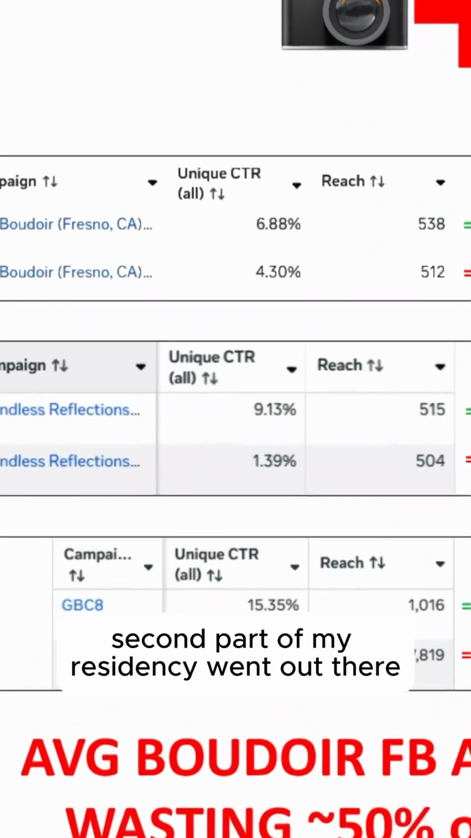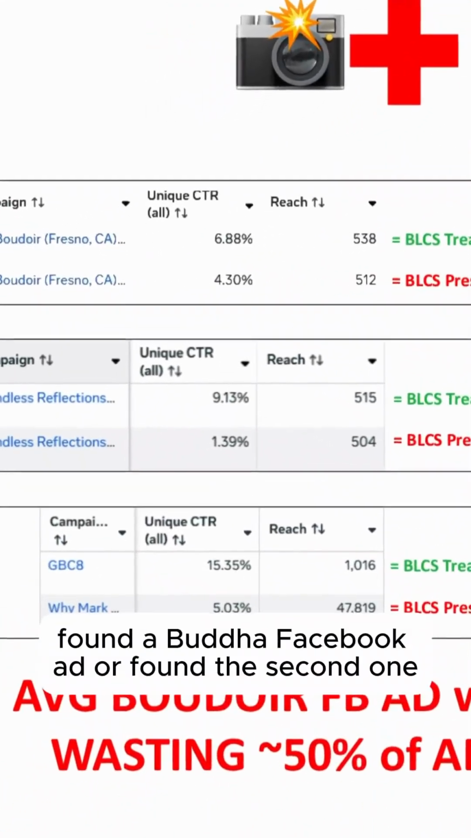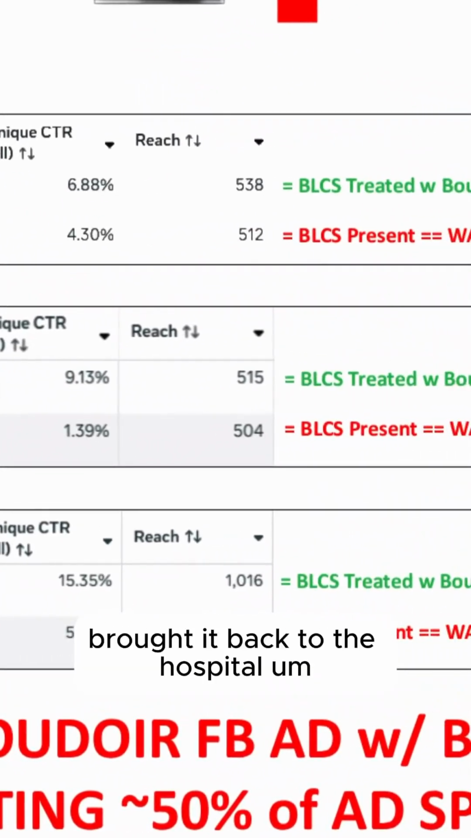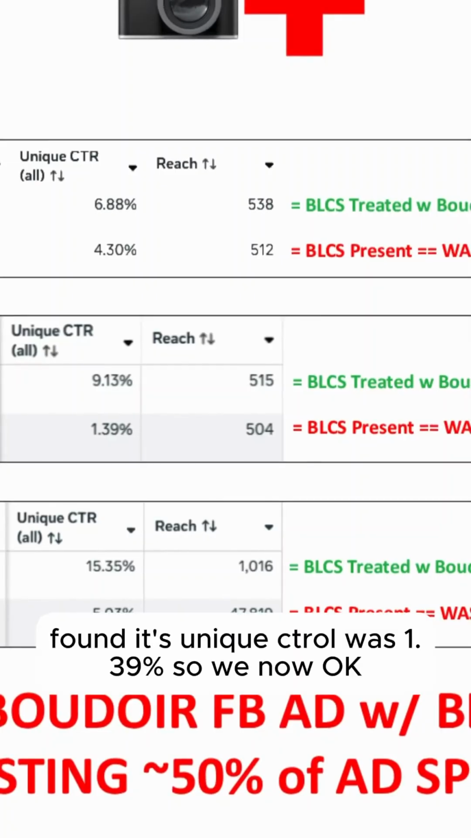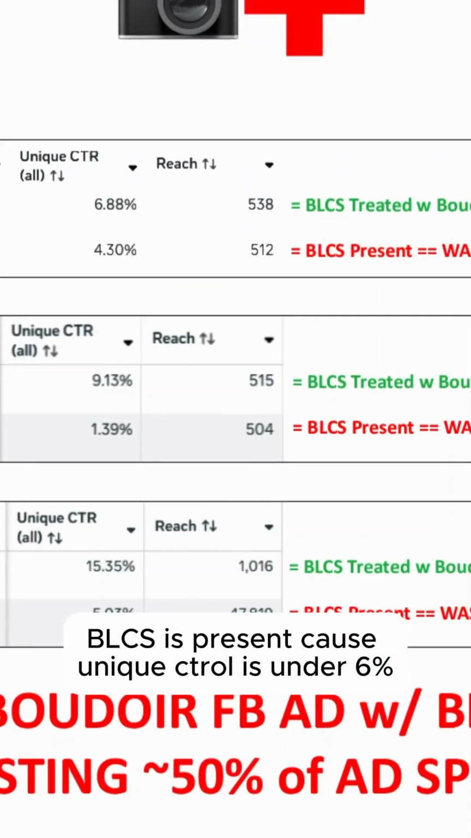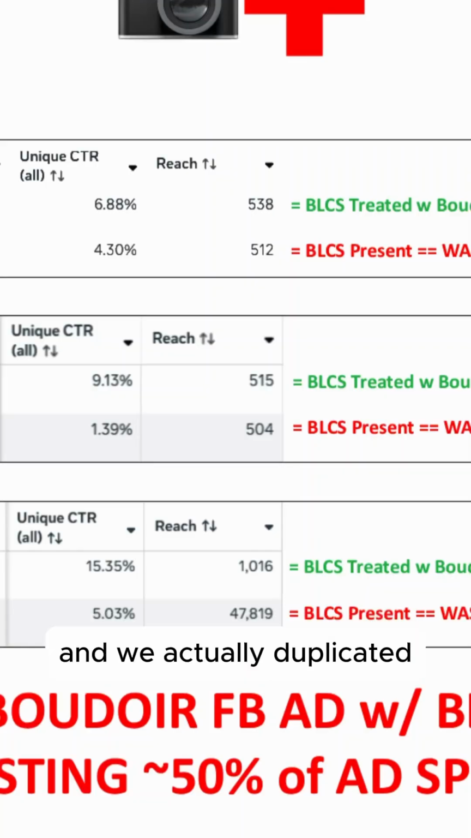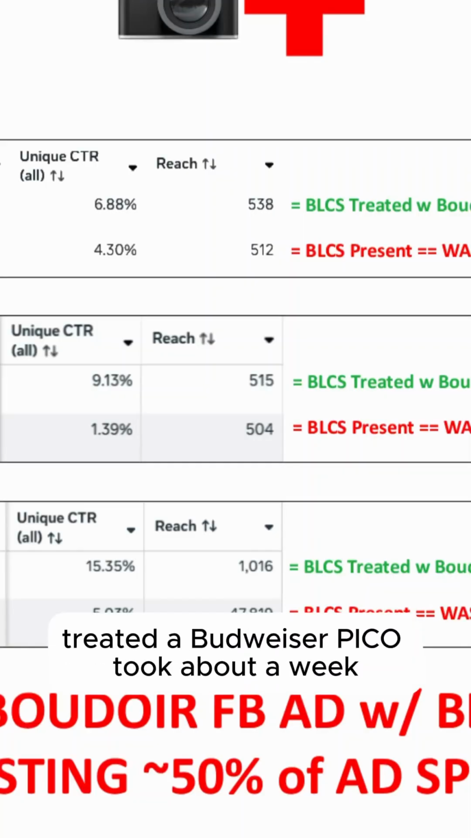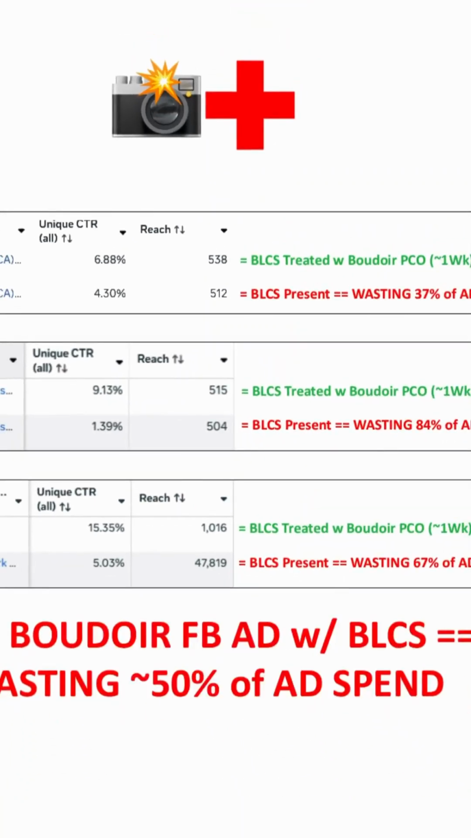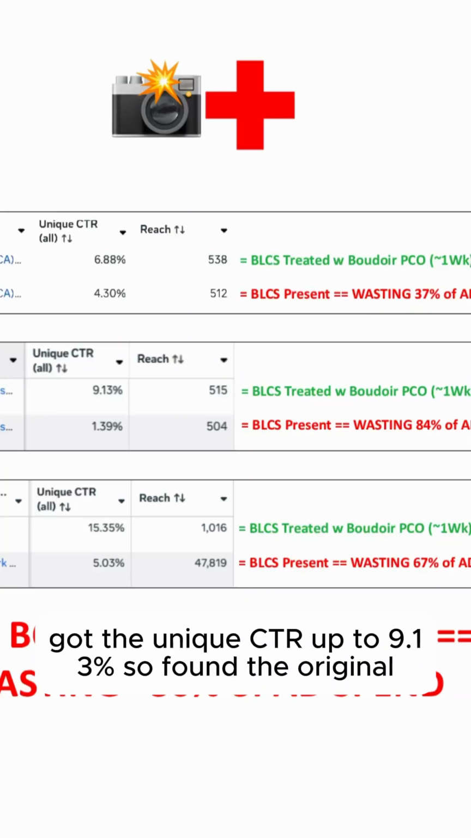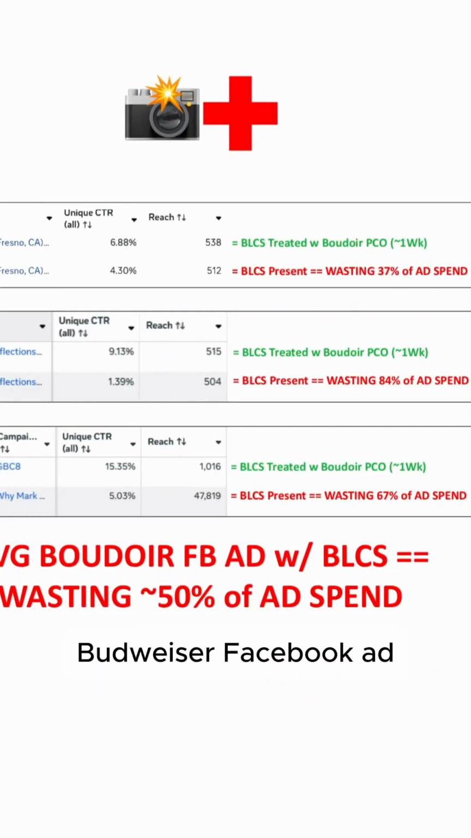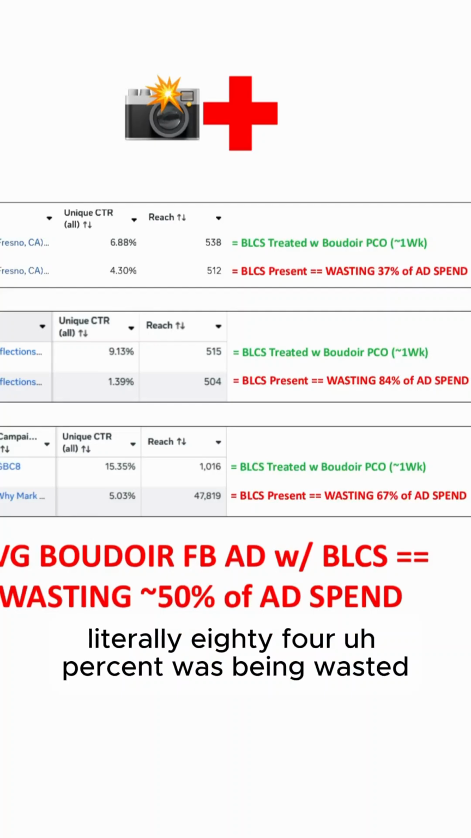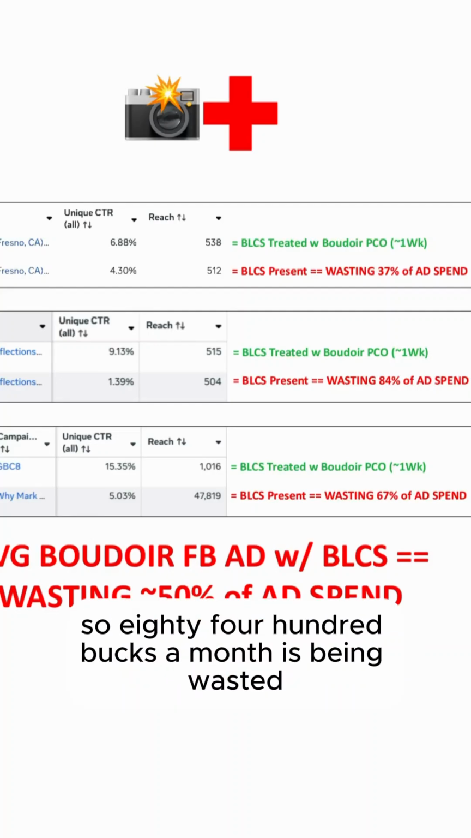Second part of my residency, went out there, found a Boudoir Facebook ad, or found the second one, brought it back to the hospital, tested it, found its unique CTR was 1.39%. So we know, okay, BLCS is present because unique CTR is under 6%. And we duplicated it, treated with Boudoir Pico. Took about a week. Got the unique CTR up to 9.13%. So the original, if they're spending 10 grand a month on it, was wasting literally 84 percent. So 8,400 bucks a month is being wasted.